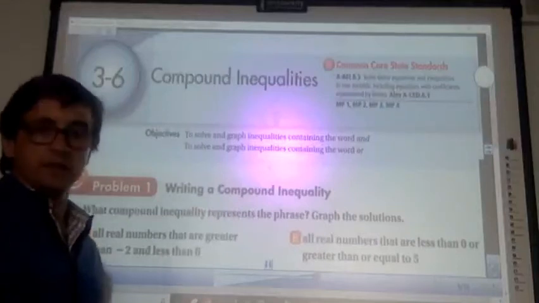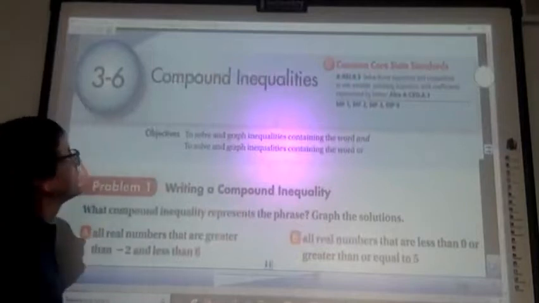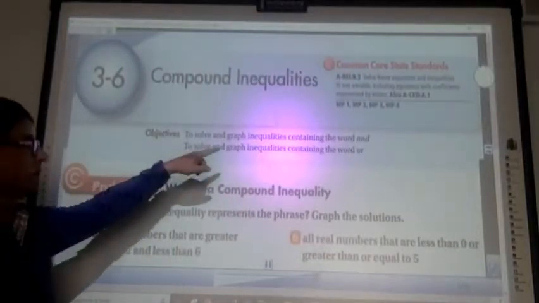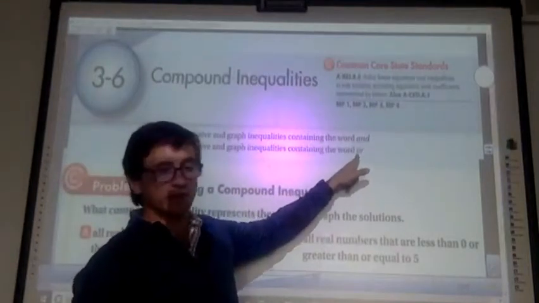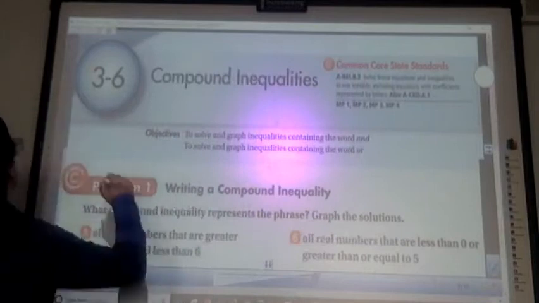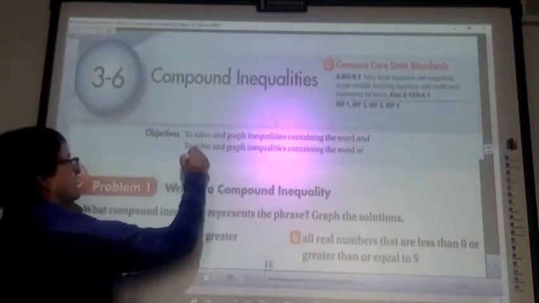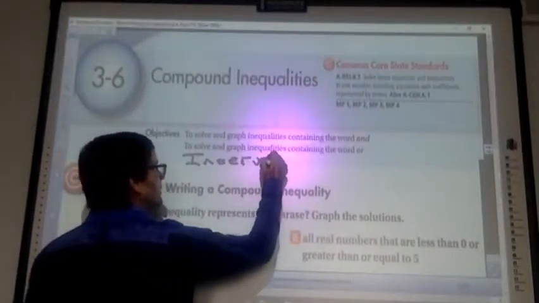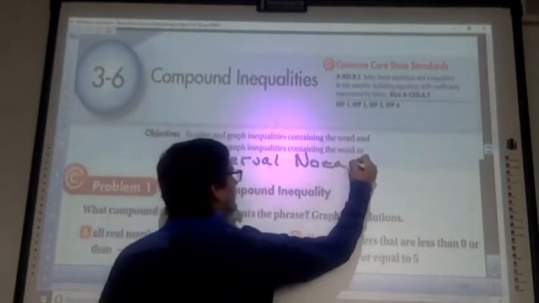We are doing 3.6 compound inequalities. Okay, so we're going to solve and graph them. We're going to solve and graph inequalities with an and, solve and graph with an or. I would also add to that, which they didn't say in their little objective, is we're going to learn about interval notation.